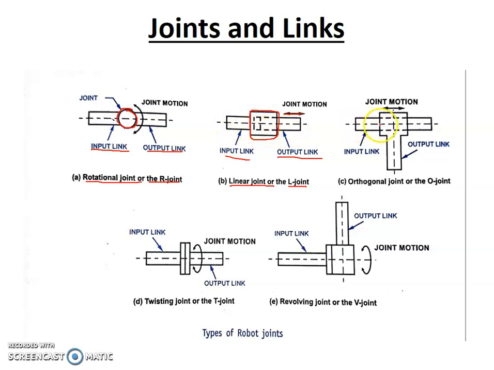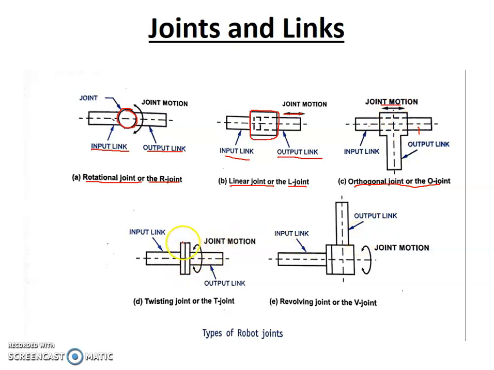This arrow mark shows that the linear motion can be had in the output link and the input link is moved. Like this we have another joint called the orthogonal joint, or the O joint. This joint can have the motion shown here. You can see we have an input link and this is the output link, and it can have linear motion or orthogonal motion.